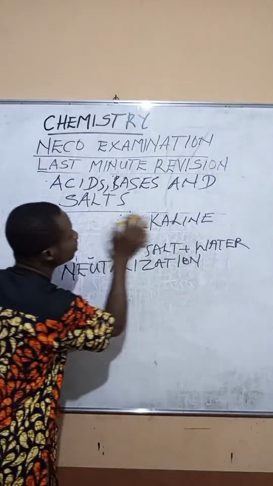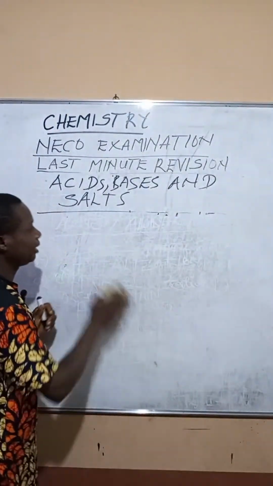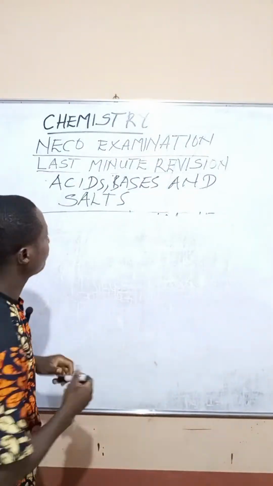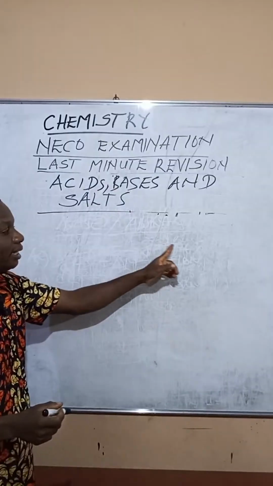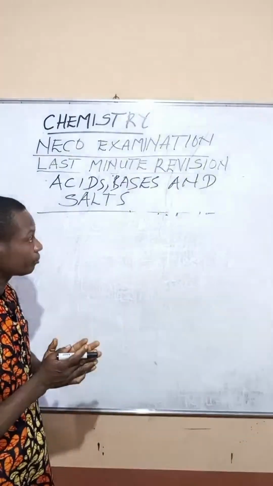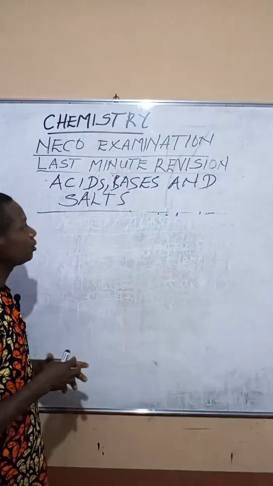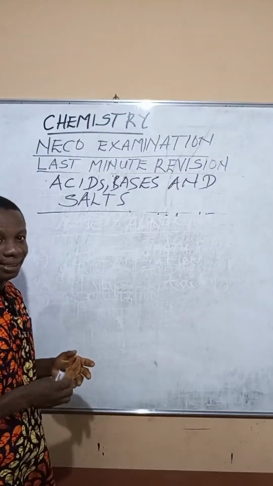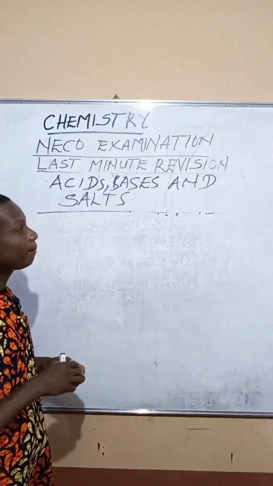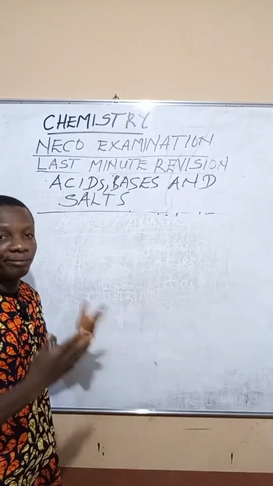What is a salt? A salt is formed when an acid reacts with a base. When acid reacts with a base, you can see that there is a salt. So that is a salt. Or a salt is simply formed when the hydrogen ion of an acid is replaced by a metal. That is how a salt can be formed.